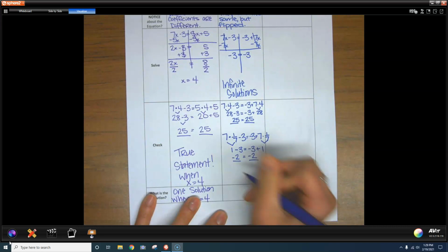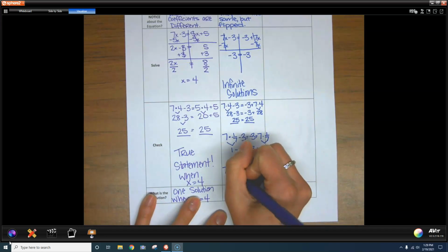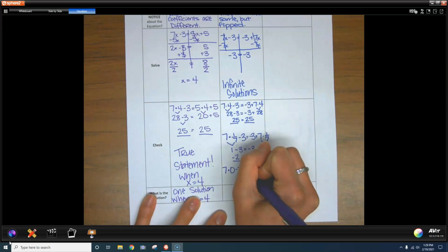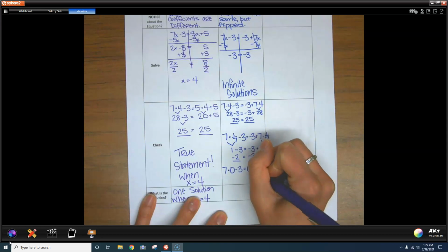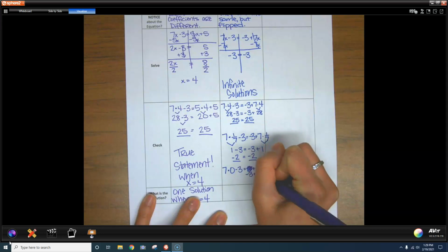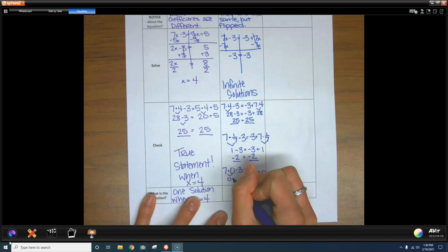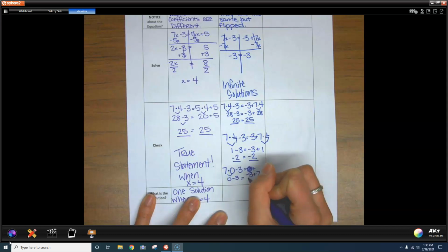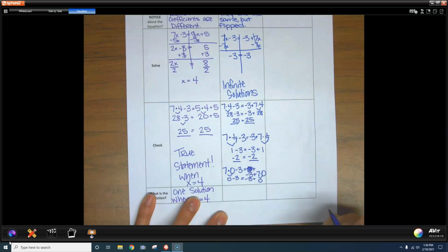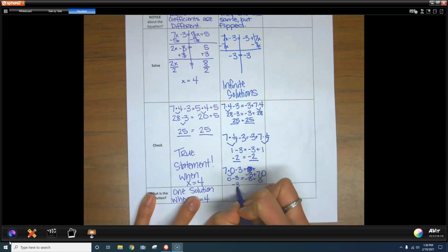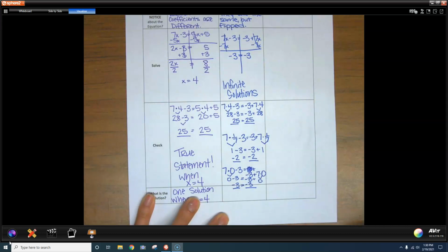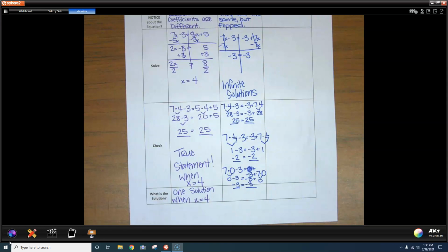Let's try 0. 7 times 0 minus 3 equals negative 3 plus 7 times 0. This is 0 minus 3 has to equal negative 3 plus 0. Negative 3 equals negative 3. That's a true statement. So we tried 3 different values.